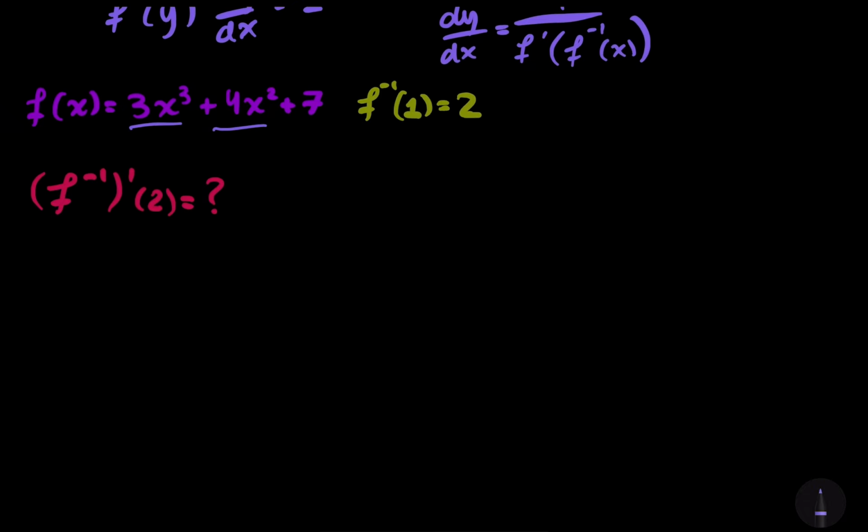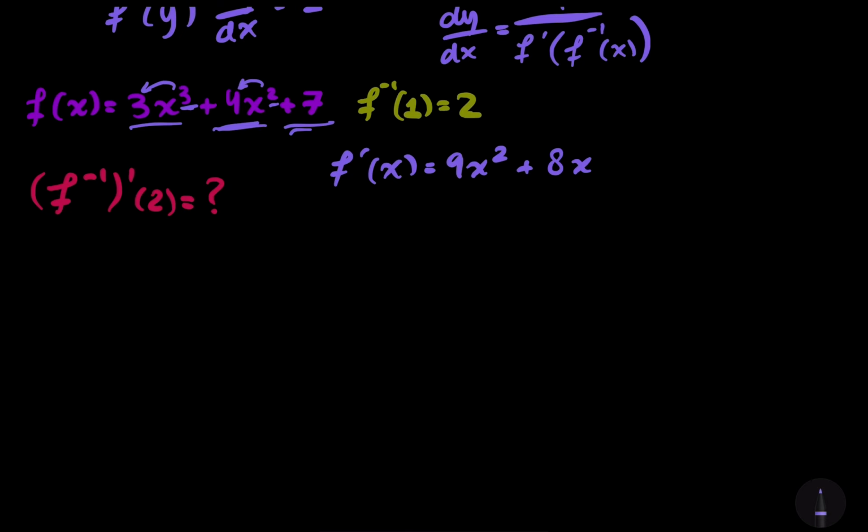So what is f prime of x? From the power rule, we take the 3 down and make it a coefficient, and we end up with 9x cubed. Then for 4x squared, we take the 2 and multiply it by 4, and we end up with 8x. We just have to decrement the exponent. And the 7 disappears when we take the derivative, because it's a constant.